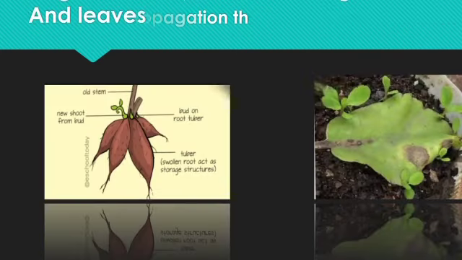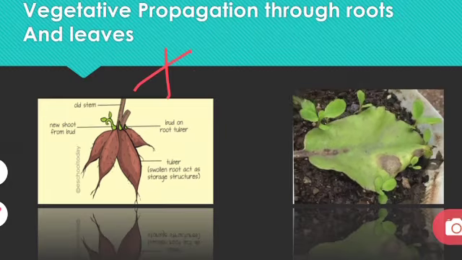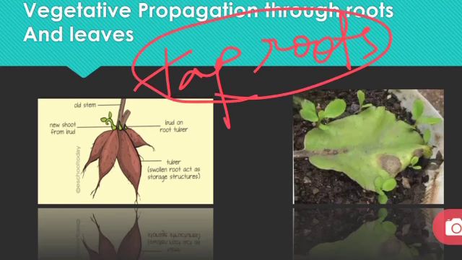Next topic is vegetative propagation through roots and leaves. If you have seen the structure of carrot and radish, these are nothing but tap roots that had stored food in them and which we consume as food. These tap roots also grow; the topmost part of these plants also gives rise to new plants.